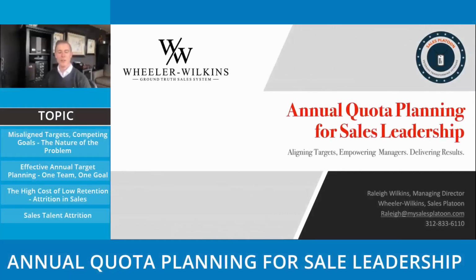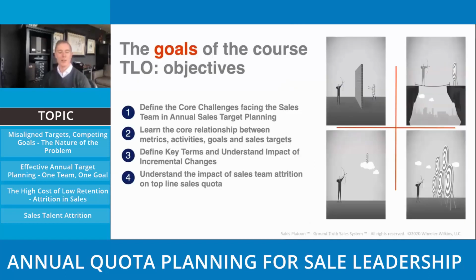Well, we certainly covered a lot of ground today, starting with the annual quota planning and sales leadership. And we began the conversation talking about how we deliver the results by aligning targets. And our objectives for the course today were to understand those core challenges that are facing the sales team in annual planning, to diversify our thinking around the different topics that we need to be familiar with as we sit down at the table to look at targets for sales reps, sales managers, and across our organization.